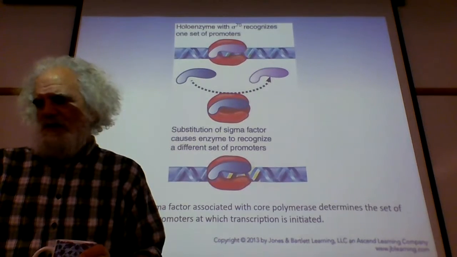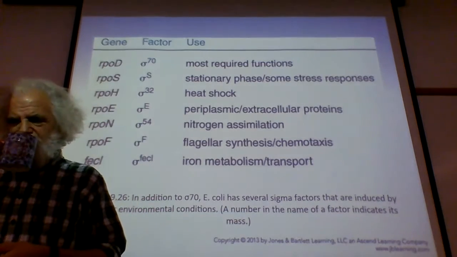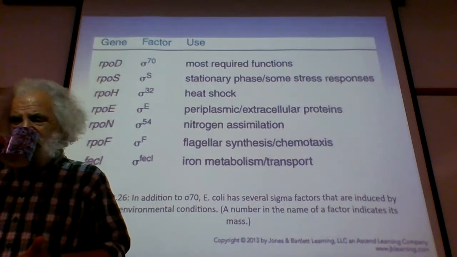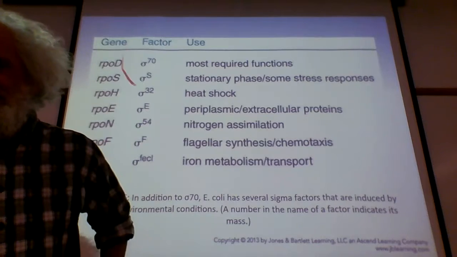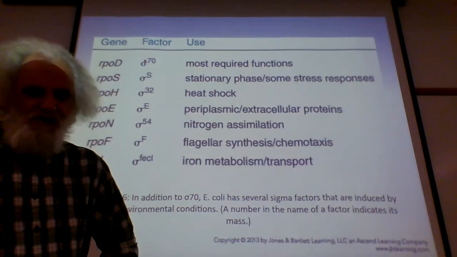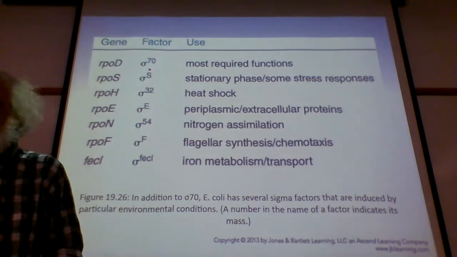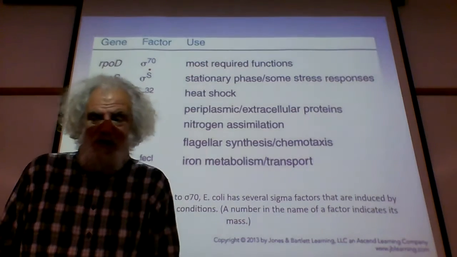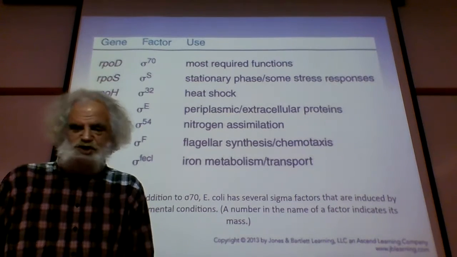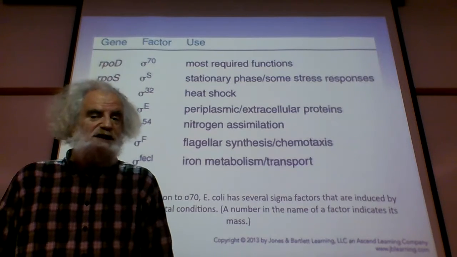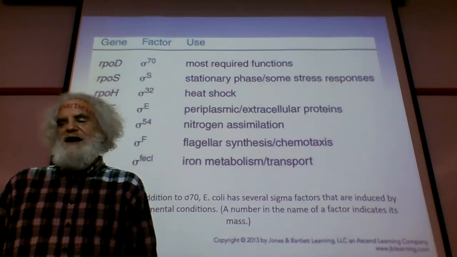Anything here? Sigma factors can be substituted, as we mentioned. Here's just a list of things that sigma factors can do. So sigma factor 70 is the standard. Sigma factor S is some stress responses. Sigma factor 32 actually is part of heat shock. Heat shock in bacteria will cause them to shut down transcription of everything but a set of heat shock proteins, and they do this by having a sigma factor shift.